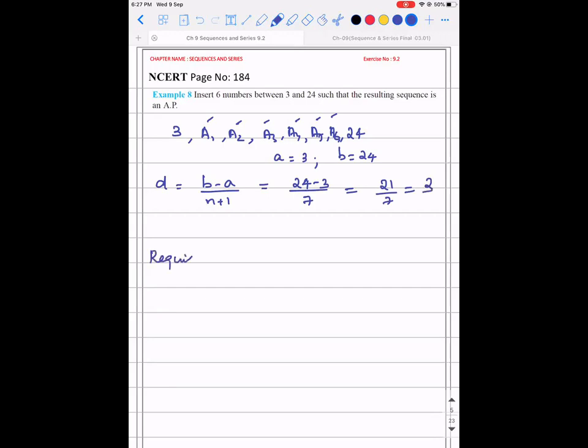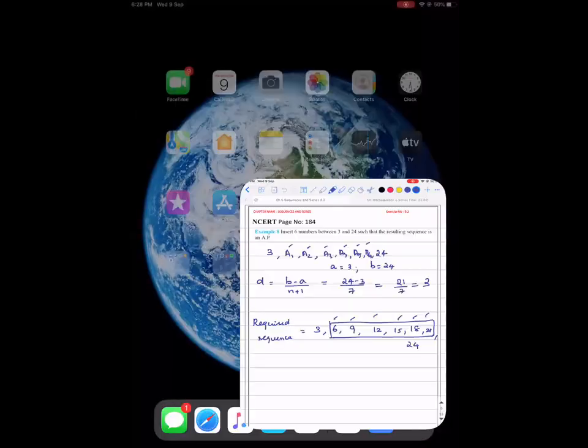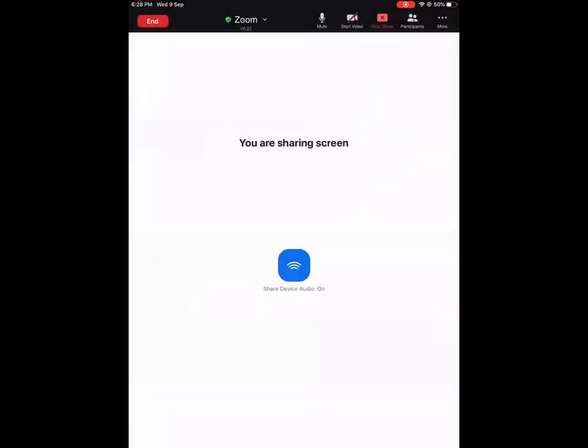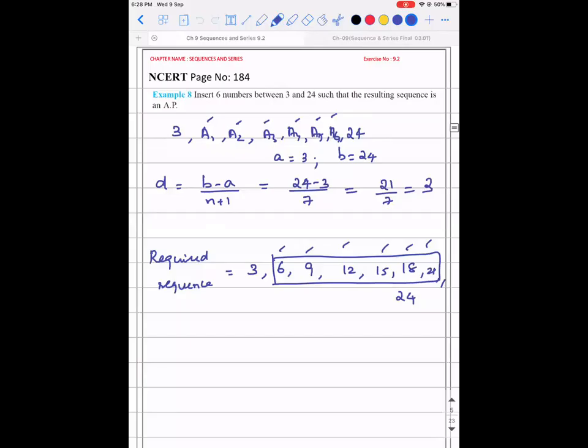So the required sequence will be 3, 6, 9, 12, 15, 18, 21, 24. These are the 6 numbers which are expected to be placed. 1, 2, 3, 4, 5, 6. I hope it is clear. Copy it.